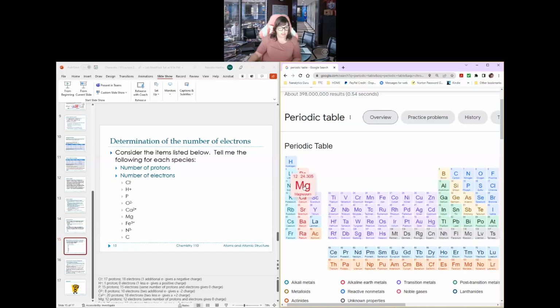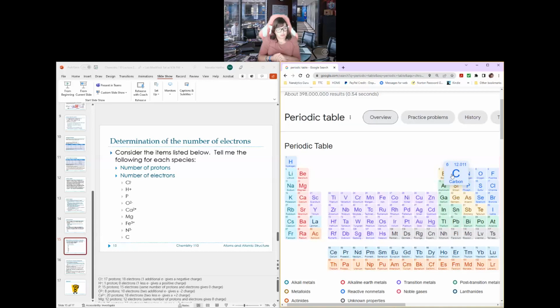Mg, when we talk about Mg, it's right here. It's number 12. Mg being neutral, it has 12 electrons and 12 protons. Okay, Fe3 plus, Fe is right here, number 26. So we have 26 protons. It's 3 plus, it's lost 3 electrons, so it has 23 electrons. N3 minus, N is number 7, so it should have 7 protons, 7 electrons. It's gained 3 electrons, so I have 7 protons and 10 electrons. Carbon is number 6. Given that it's neutral, it has 6 protons and 6 electrons.